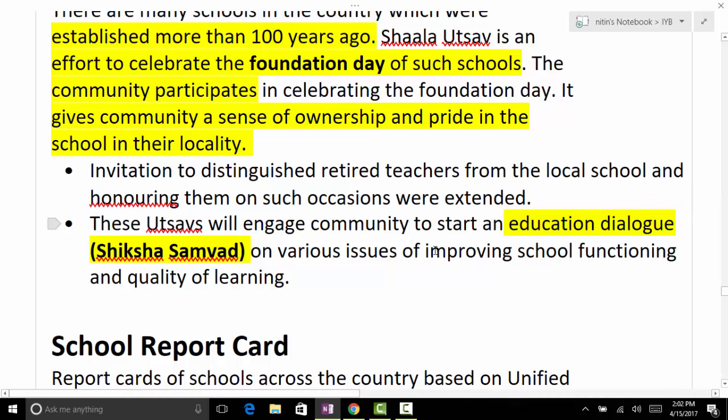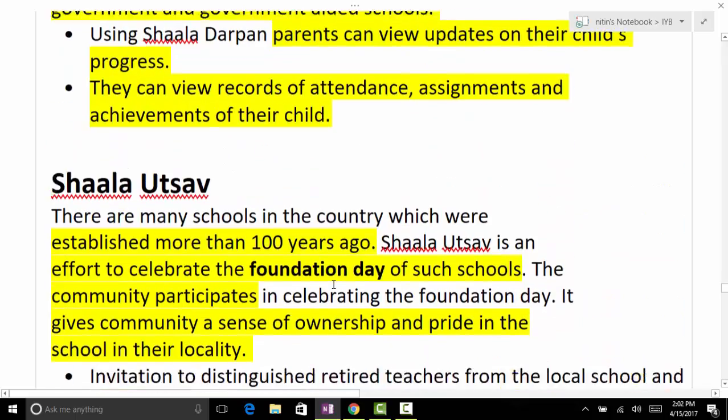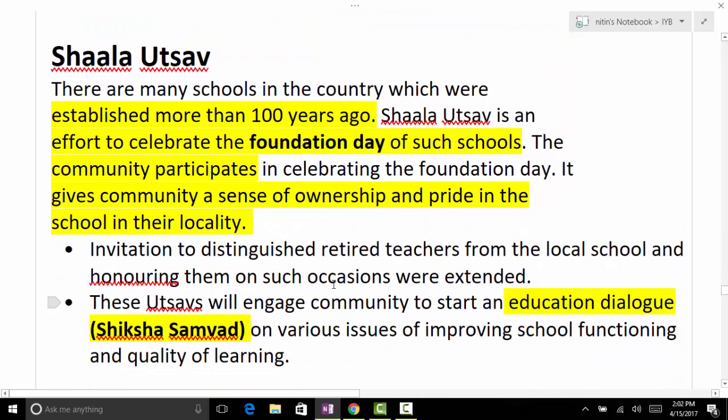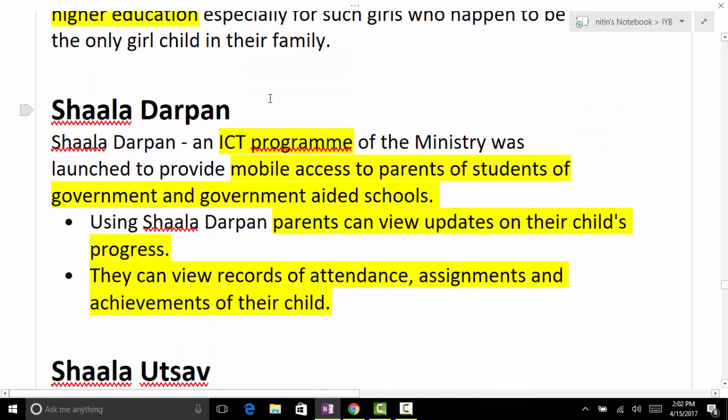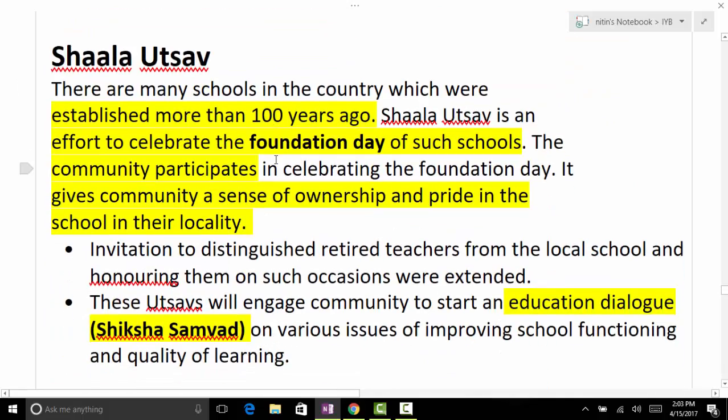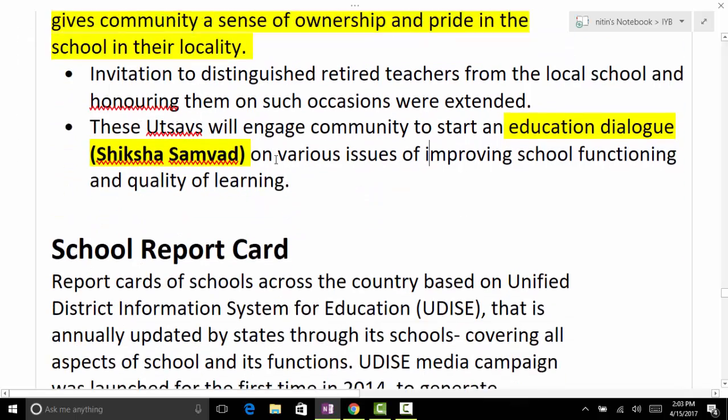So a community that gets engaged in education dialogue on the various issues of improving school functioning and quality of learning. Then Shala Utsav. Shala Darpan is a mirror, that shows the mirror actually of their child, the truth of what their children are doing in the schools. Shala Utsav, they celebrate kind of a festival. Yes, Foundation Day is being celebrated.